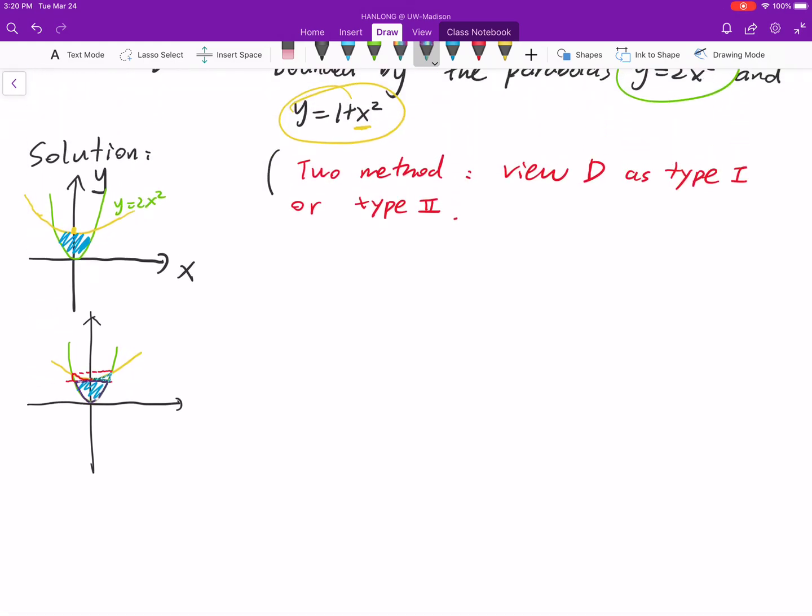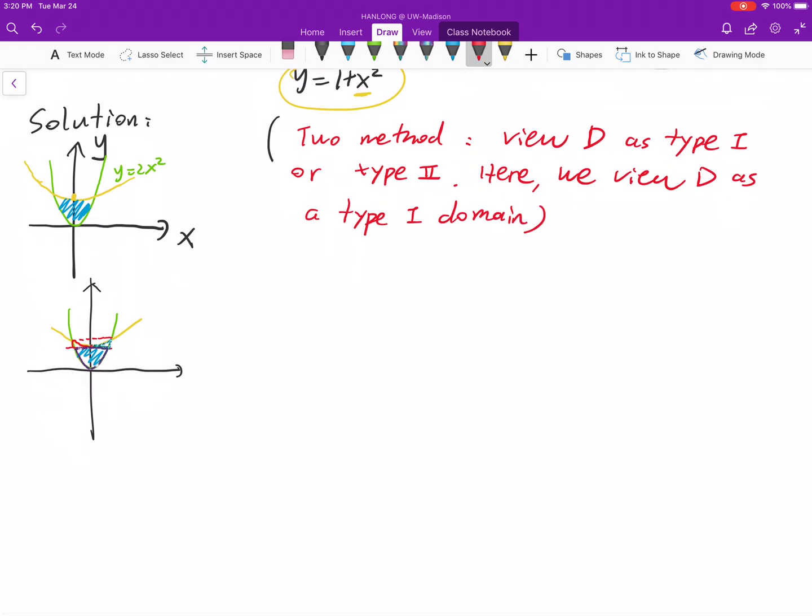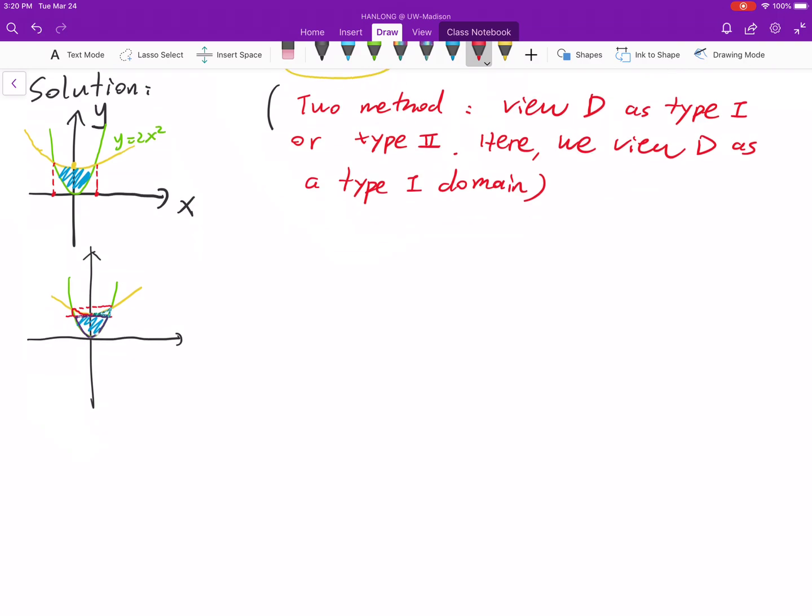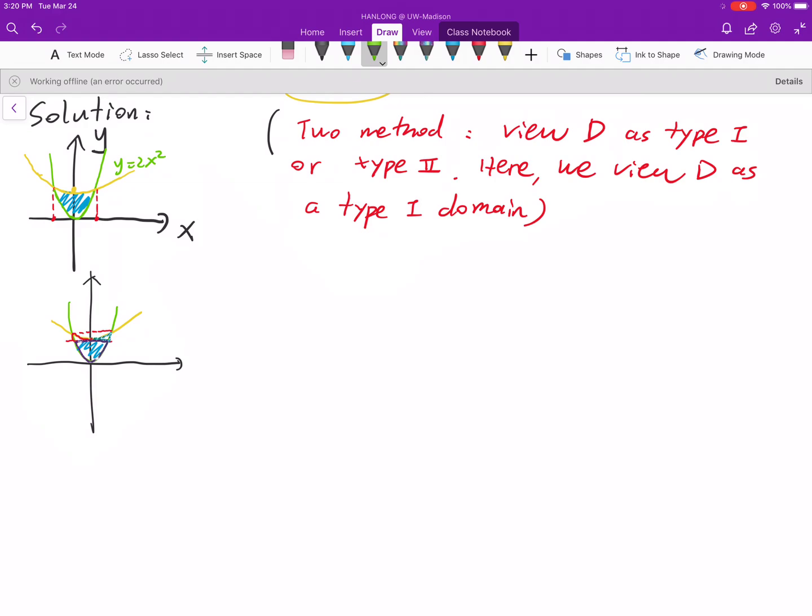It's not that convenient. Therefore, we view D as type 1 domain. This is because if you project down, your x is automatically free, and your y is bounded by two curves. First one is this, and second one is this. Okay, as you see, first one is this, second one is this.